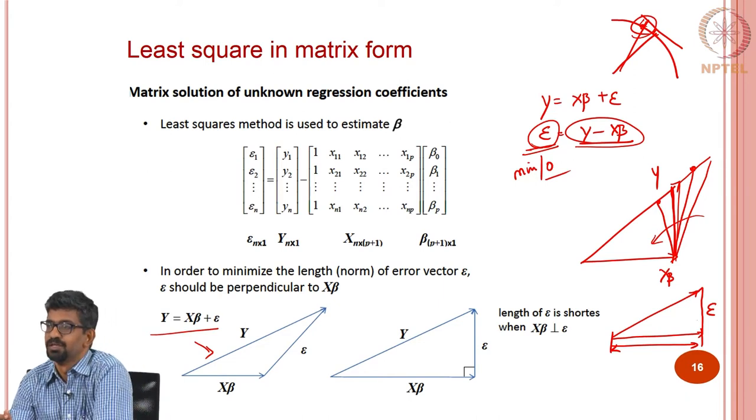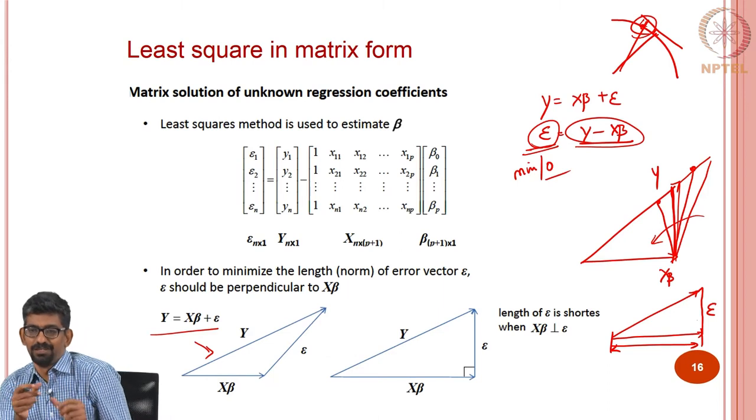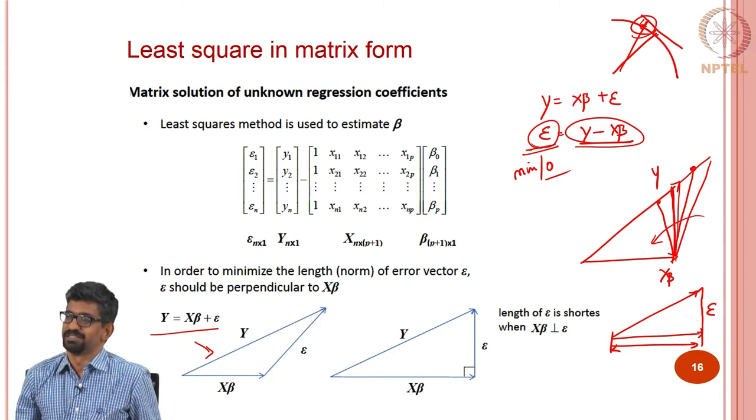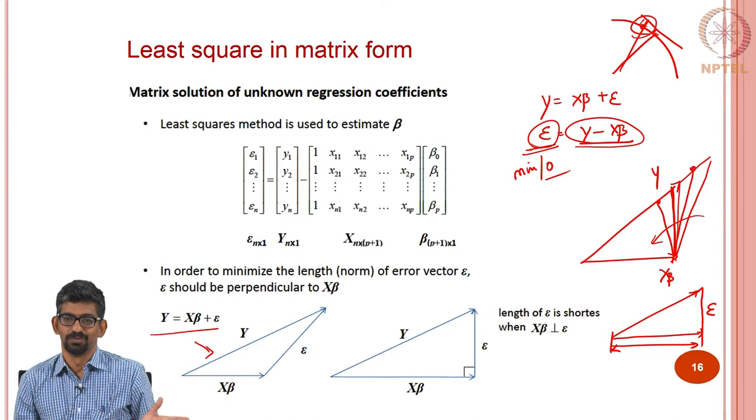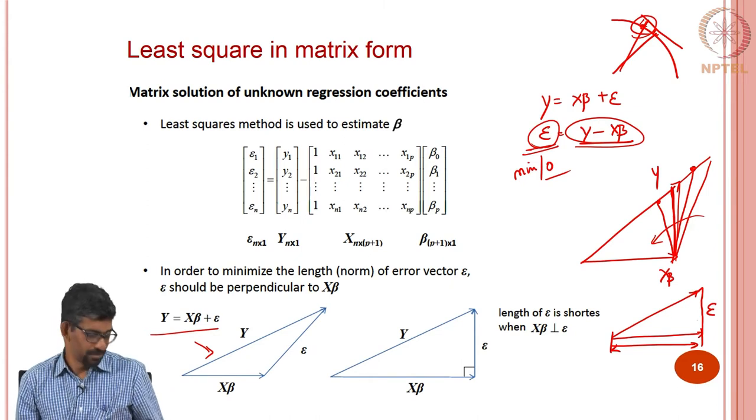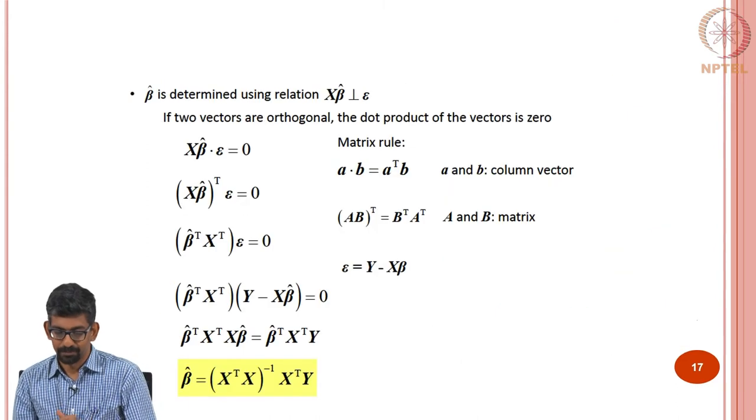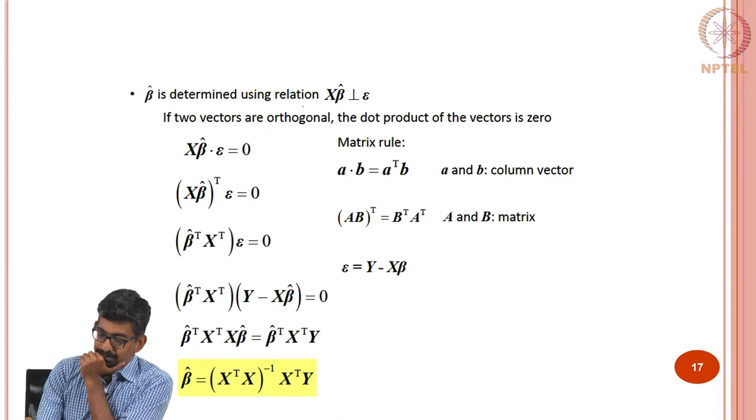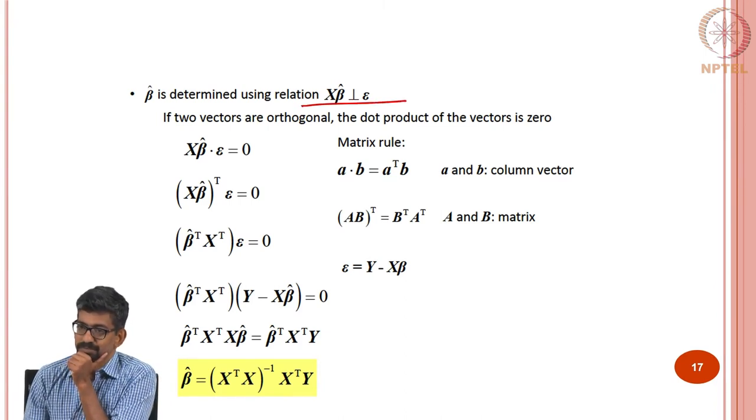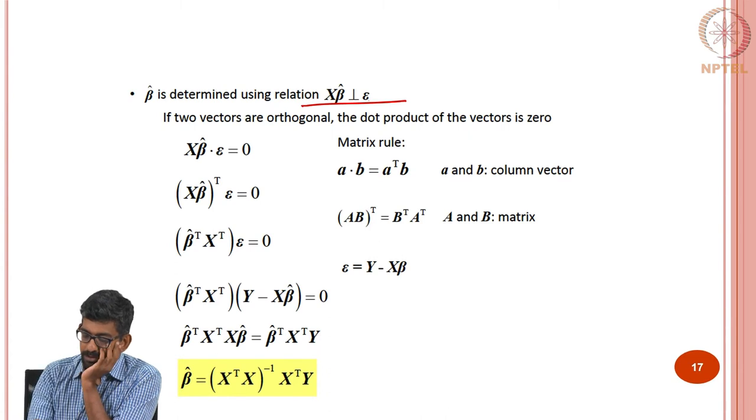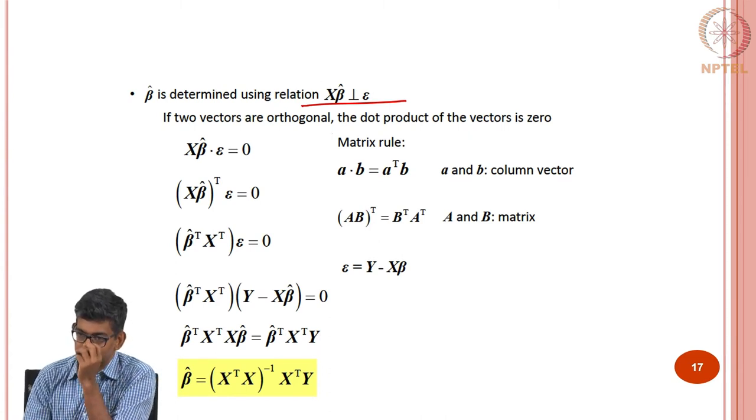Okay, so this is the geometric sense, right? How are we going to use it in a mathematical sense? We'll see how to do that. Okay, we are going to just use this relationship. X beta should be perpendicular to your, or the other way around, the error should be perpendicular to your x beta for minimization.